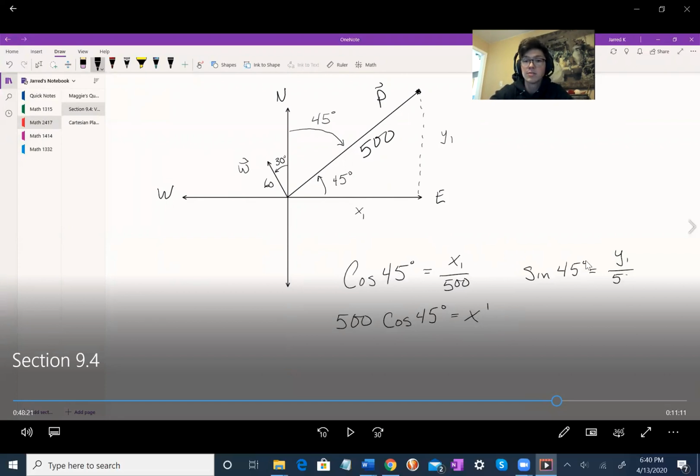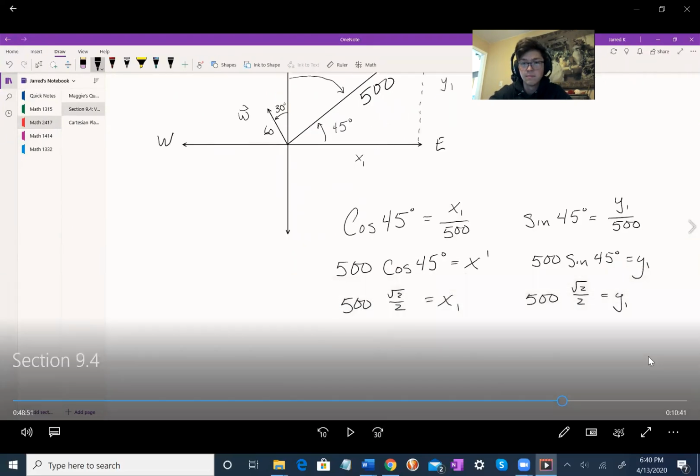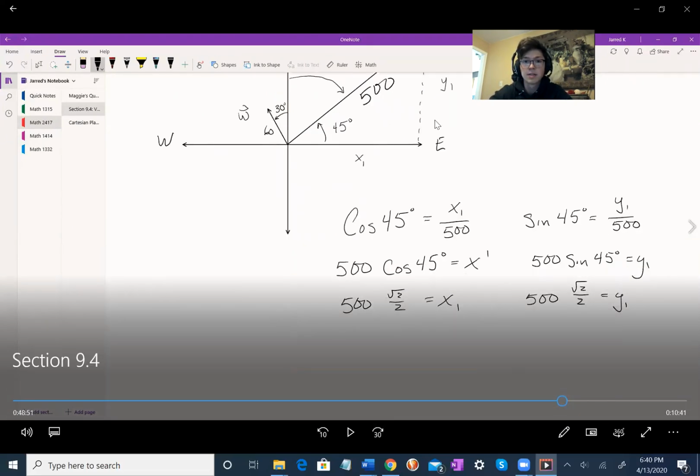It looks like he's going to do the same thing with sine. So let's see what he does. Same thing, except this time sine is opposite over hypotenuse. So we have y1, which is the opposite of this angle, and then the hypotenuse is 500. So it's over 500. Then he did the same thing, multiplied by 500. And it looks like you can evaluate these values because they're special angles. So it's root 2 over 2 that replaces cosine 45, and the same thing for sine 45. Okay, so let's see what happens.